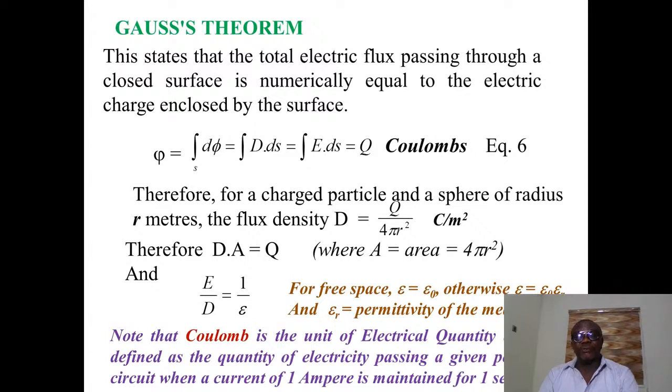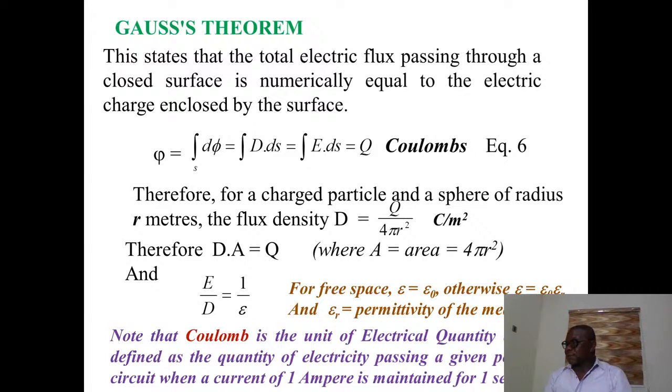So if we do some adjustments just to put all we have been saying into the terms we know, which is E, D, and epsilon, then we can have that equation. But it is important to note that for free space, epsilon is represented as epsilon naught. Otherwise, epsilon is given as epsilon naught times epsilon r, where epsilon r is the relative permittivity of the medium. Remember, we have said that epsilon naught is the permittivity of free space.